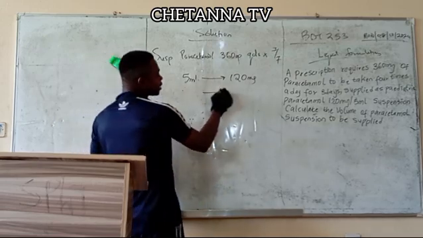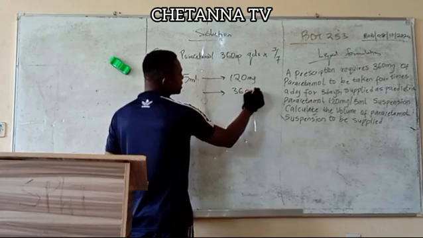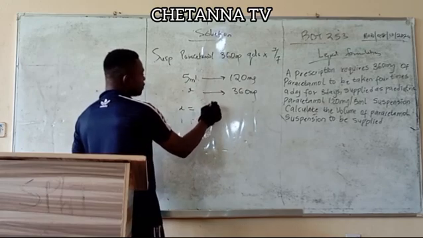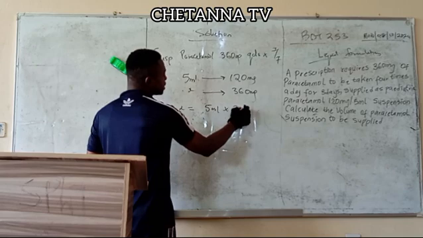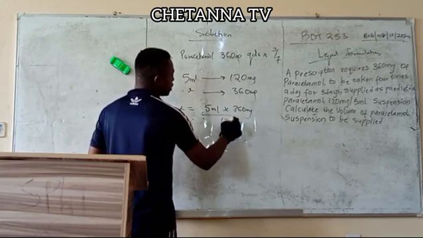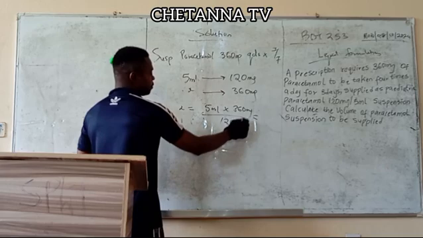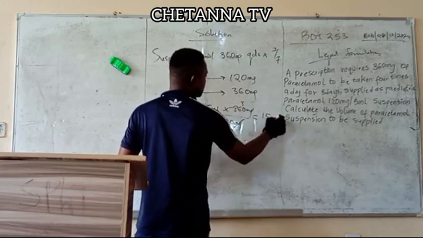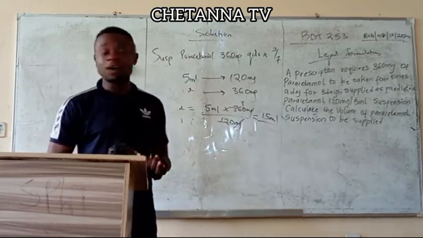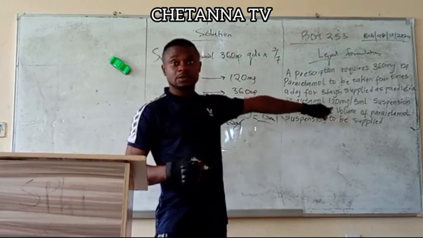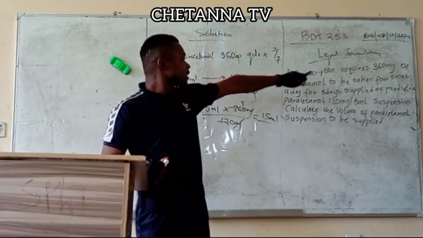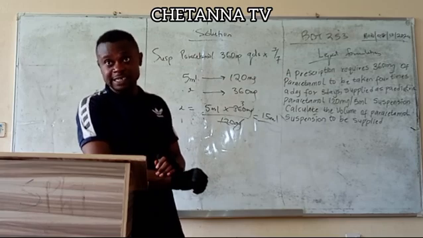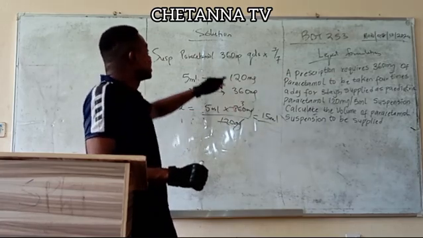So how many mils will we deliver? 360 milligram. We don't know, we call it X. So X here is equal to 5 mil times 360 milligram over 120 milligram. If you cancel that, this is 3. 15 what? Mil. So 15 mil of this medicine will deliver 360 milligram of paracetamol as a drug. Does it make sense? Have you now seen why I insist that this is wrong?